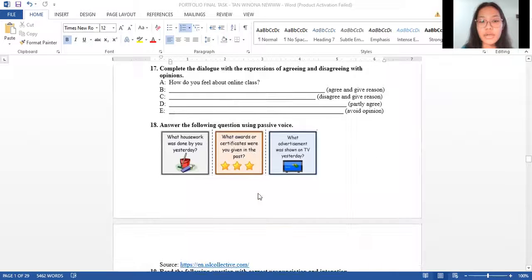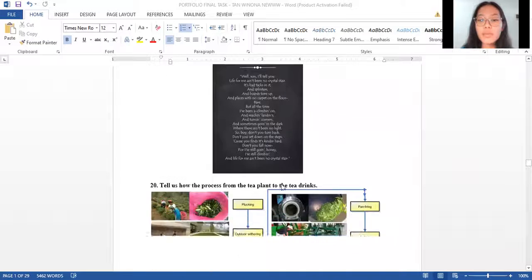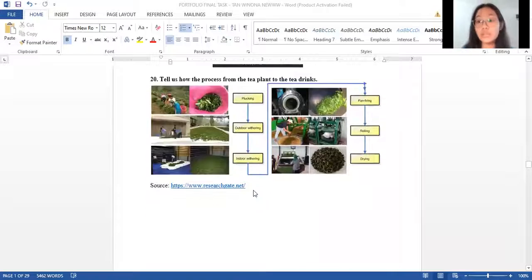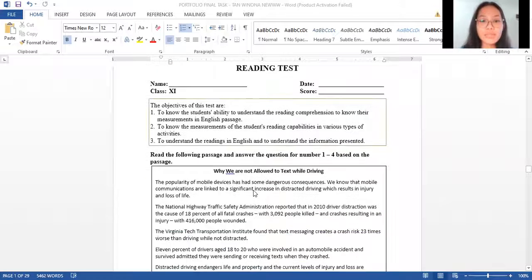Okay, here, answer the following questions using passive form, and then read the poem again, and that's how the process goes from the tea plants to the tea drinks. And we come to the reading test.